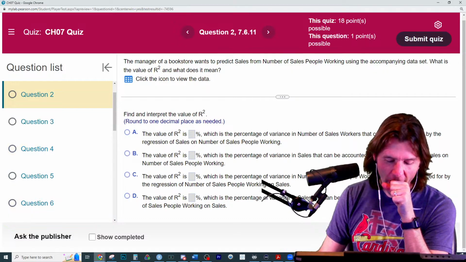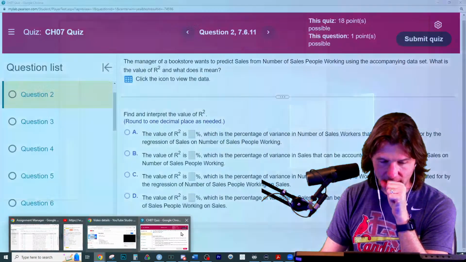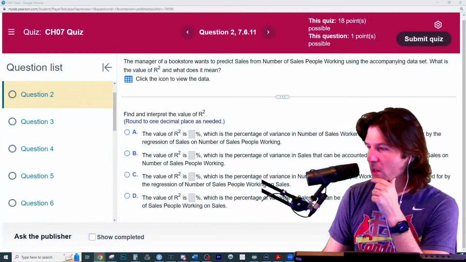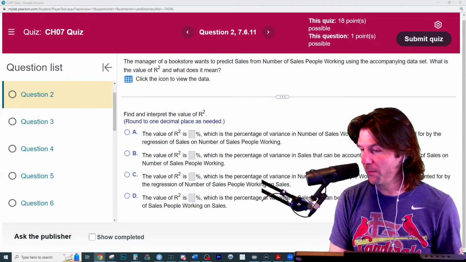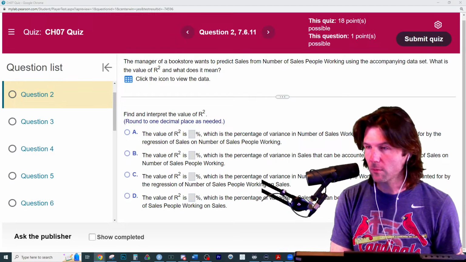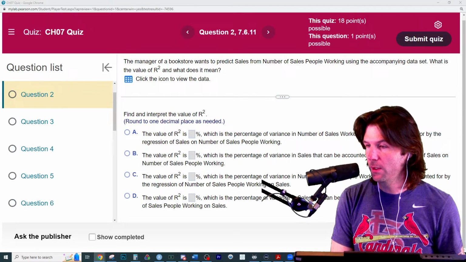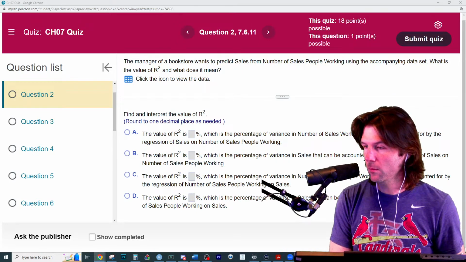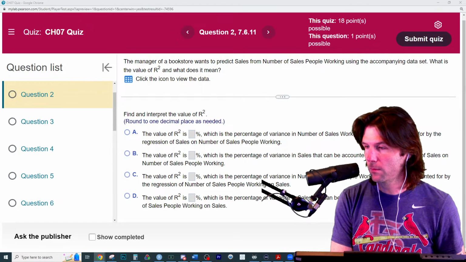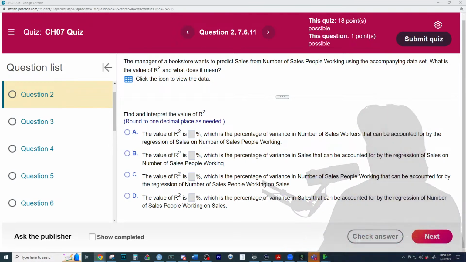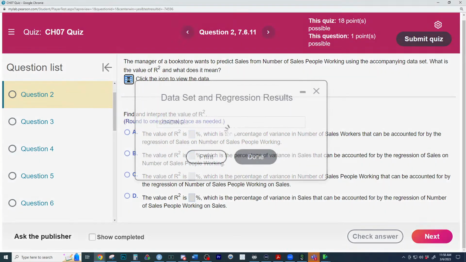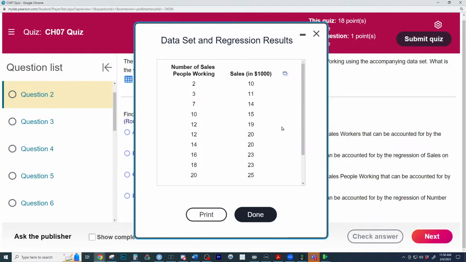Actually, oh, this one. What does it say? So this one right here says, the manager of a bookstore. Stat 201. The manager of a bookstore. Okay, let's take a look. So they're giving us data here to start, and they want to predict their sales from the people working.